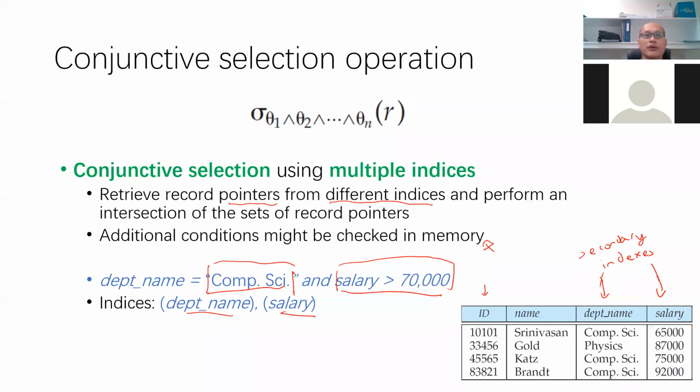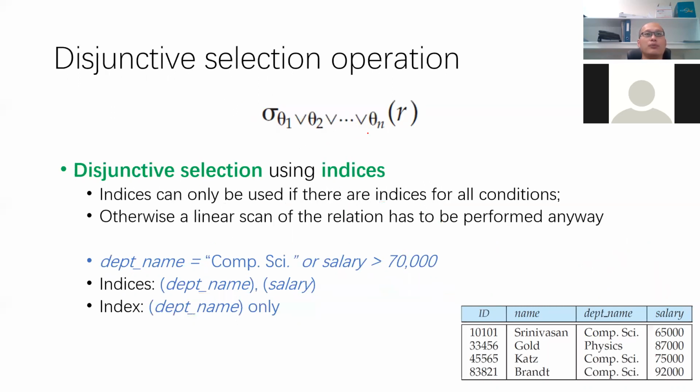So earlier it was conjunctive, so it was all the ands. So it must be this and this and this and this. Now we are moving to the disjunctive selection, which are the ors.